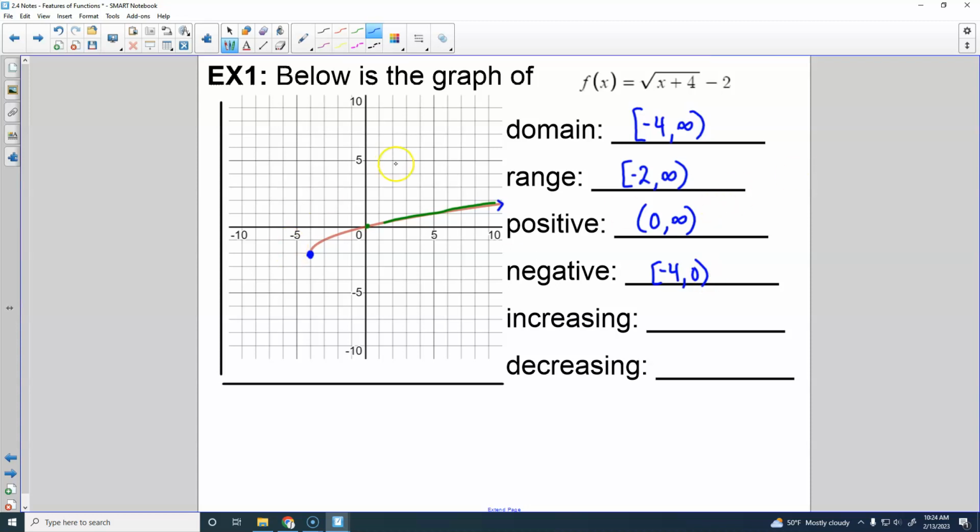So square root functions are always increasing or always decreasing. For this one, which one do we have? Increasing. We always look from left to right, so you're increasing. And so it's just going to be the entire domain, so we're just using the same thing that we used for domain. So -4 to infinity there, and it would not be decreasing at all.